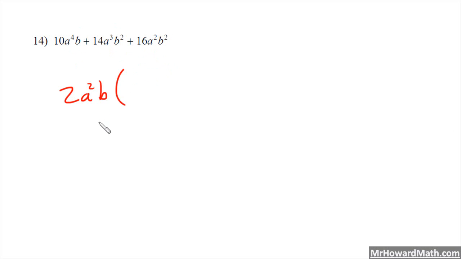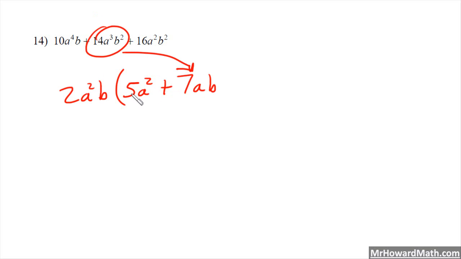Now in parentheses I have to write what's left. This is not the answer. This is the greatest common factor, but it's not factored out unless I write the rest of it here. So 10 divided by 2 is 5. That's this 10 divided by that 2. A to the fourth divided by a squared is a squared. B divided by b cancels, so no b's left there. Plus this 14 divided by 2 is 7. A cubed divided by a squared is a. B squared divided by b is b. So this term, after you take out the greatest common factor, you're left with 7ab.